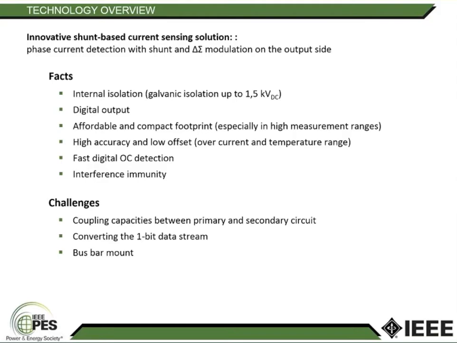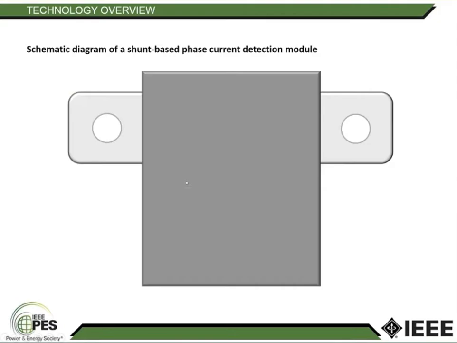There's challenges though. We also deal with coupling capacities between primary and secondary circuit, as with all isolated applications. We have to convert the 1-bit data stream, and this is actually going to be explained in the second chapter. And we have to mount those products directly on the bus bar. Now, let's have a look at a schematic diagram of a shunt-based phase current detection module.